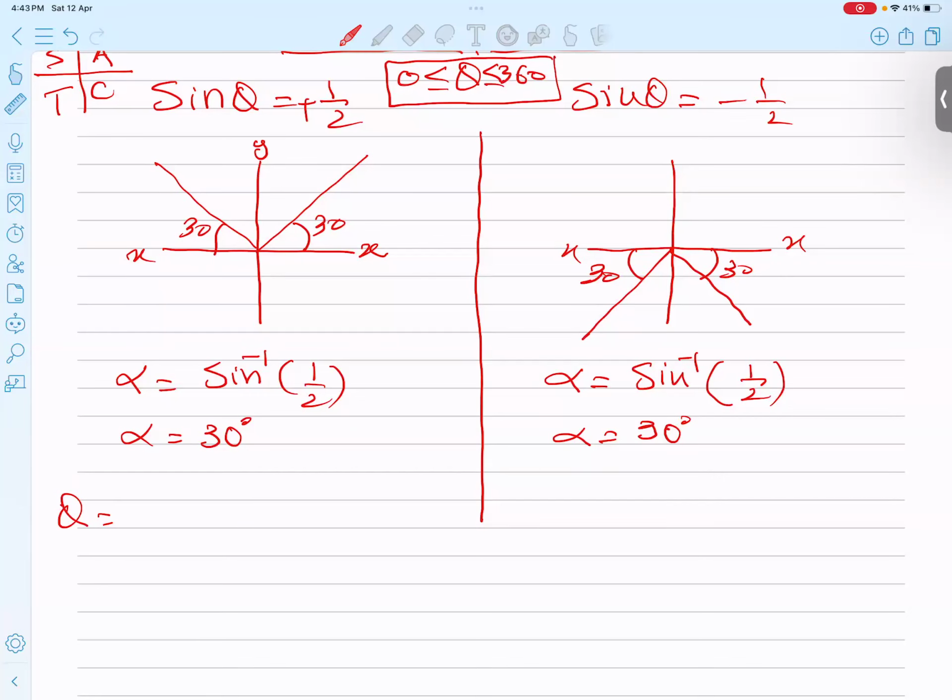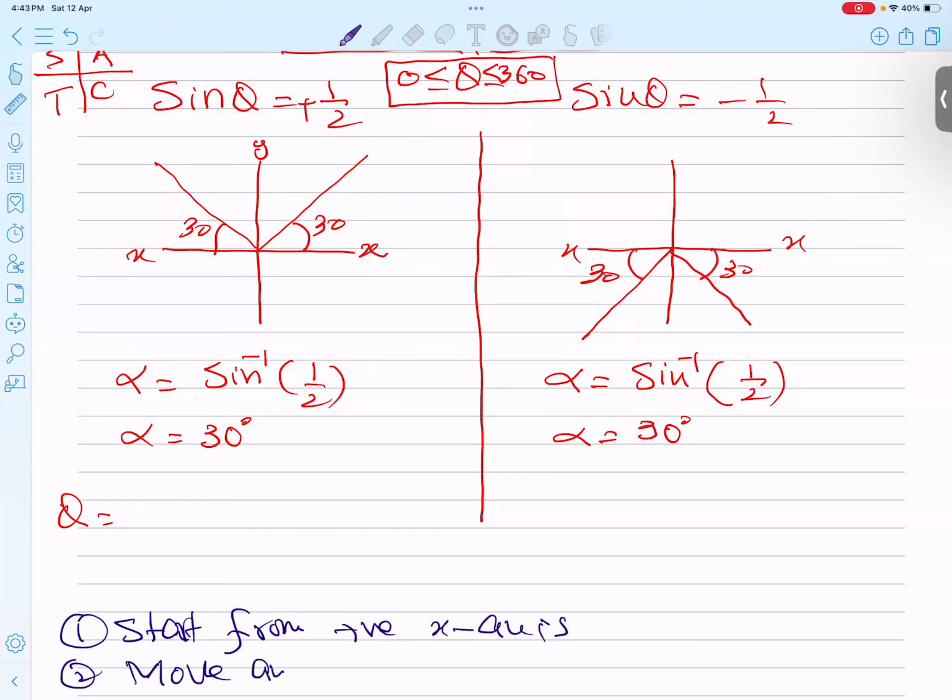Done. So let's start measurement criteria. What's the measurement criteria? Start from the positive x-axis. Rule number one: start from the positive x-axis. Rule number two: move anti-clockwise till the line. I'm going to show you what I'm saying.